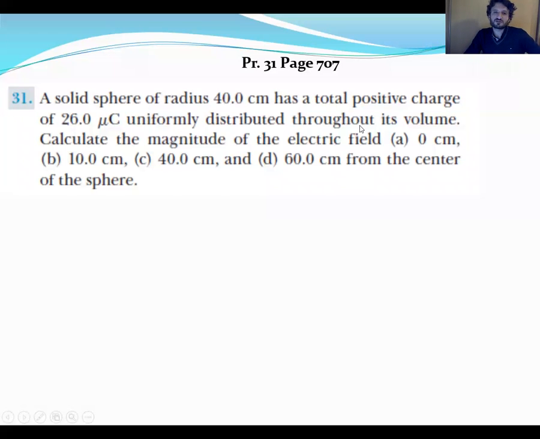Also one application to Gauss's law. Here we have a solid sphere of radius equal to 40 centimeter. The radius R equals 40 centimeter, and it has a total positive charge of 26 microcoulomb. So Q equals 26 microcoulomb, uniformly distributed throughout its volume.